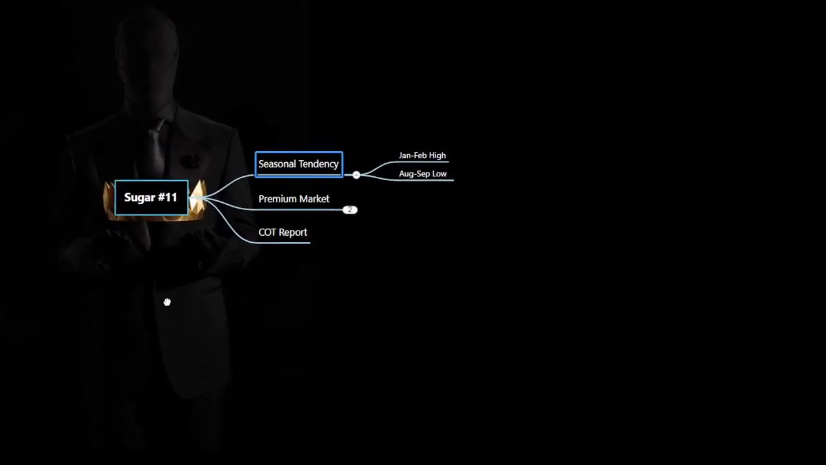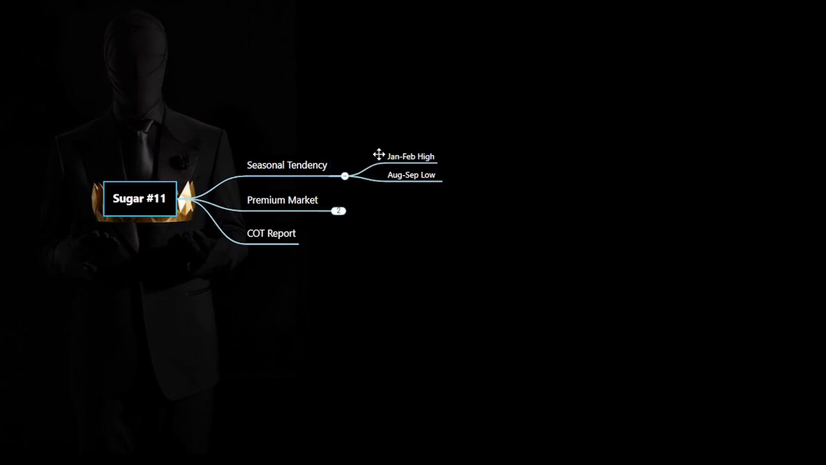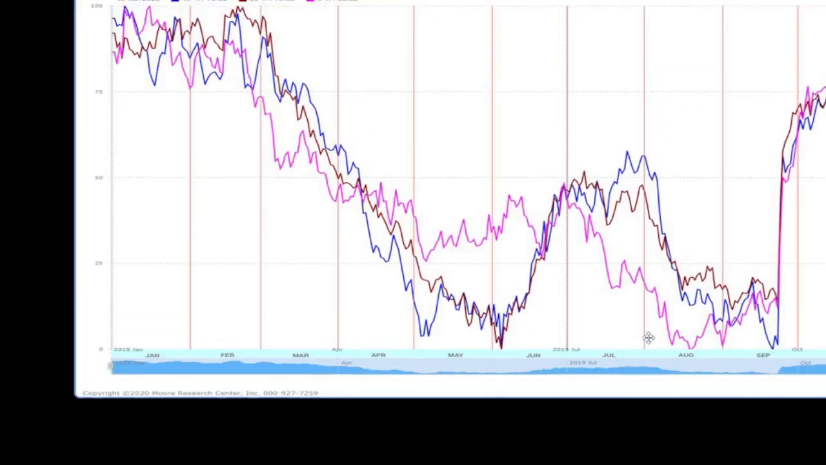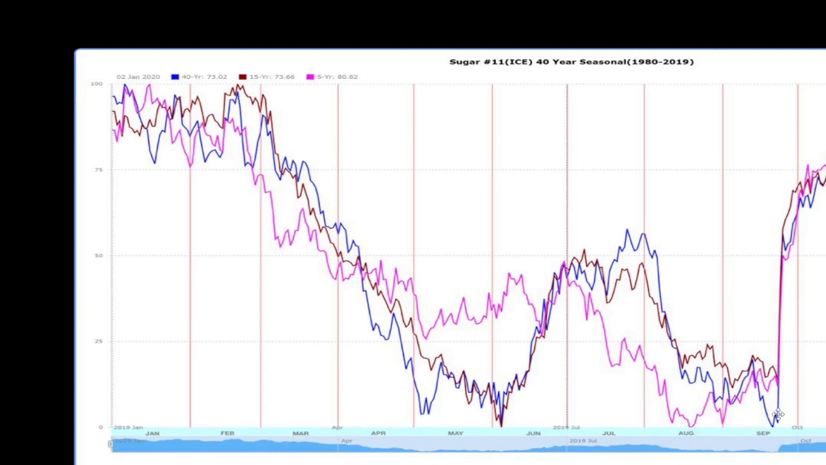So here's the seasonal tendency we want to use. The January and February high, although you could use it, but I think the September low is what's really interesting for me. That big move up, that parabolic move to the upside, that's the one I'm looking for. So I'll be looking for this probably next September also.